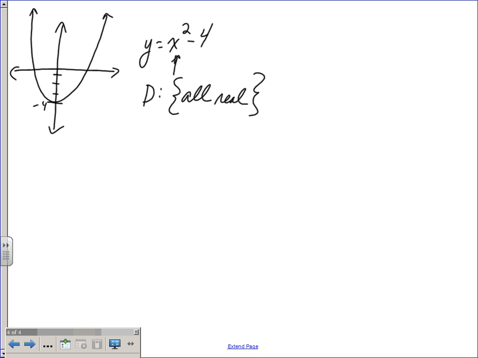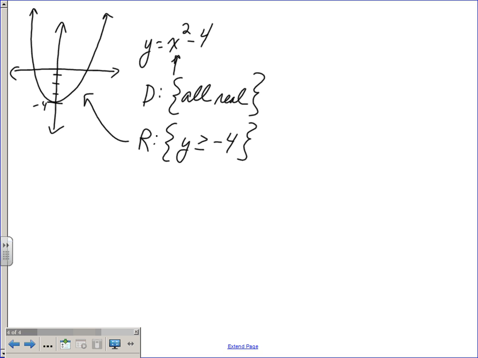Okay. For the range, look at the graph. Let's look at the graph. The range is the y values. Which y values do I have here? All real numbers greater than or equal to -4. There's nothing below -4, right? So my range is all y values greater than or equal to -4. That's all you have to do.